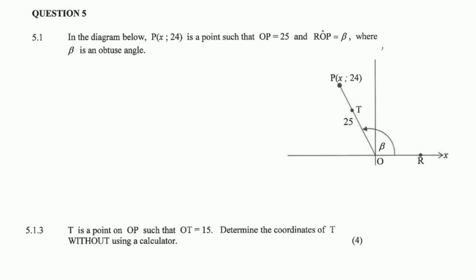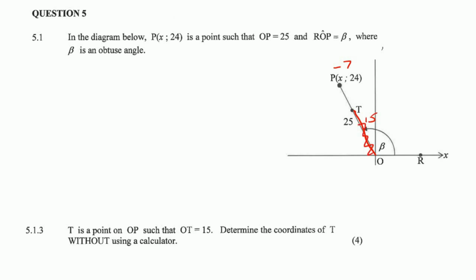And here's the last part. So it says that T is a point on OP. Okay, so there's T, we can see it. It's a point on the line OP, yep, such that OT is 15. Okay, so this is only 15. Determine the coordinates of T without using a calculator. Okay, so bit of a weird question, but anyways, we already worked out earlier that x was minus 7, right? So this length here, they tell us, is 15.